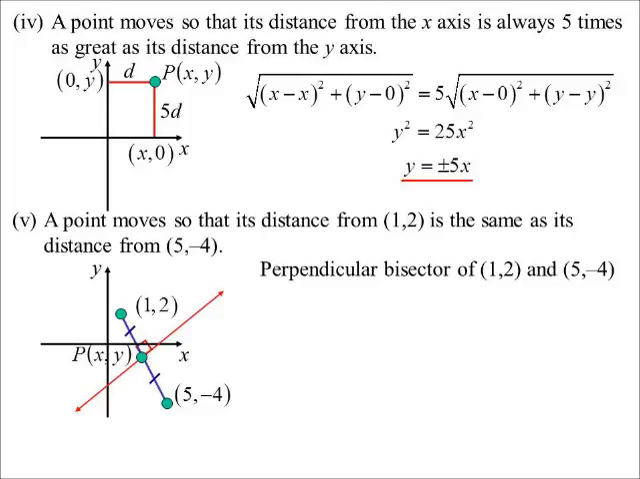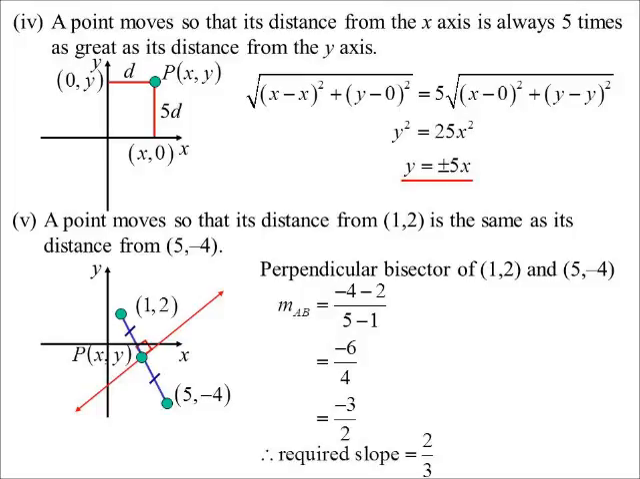So that gives me a way of finding the equation. If I know it's the perpendicular bisector, I can find the slope of the line joining the 2 points. It's minus 3 on 2. So therefore the slope I want is 2/3, because it's perpendicular to that. I also know it goes through the midpoint, so if I find the midpoint, (3, -1). And then it's just the point-slope formula. There's my answer. So anytime you've got a point moving so that its distances to two different points are equal, we're going to have the perpendicular bisector of those 2 points.